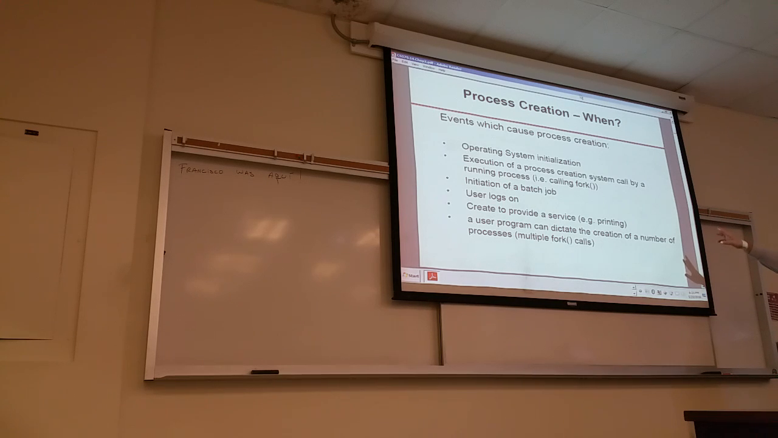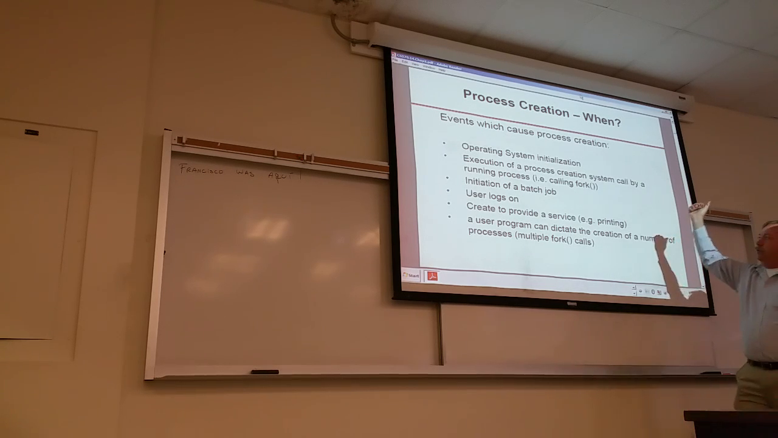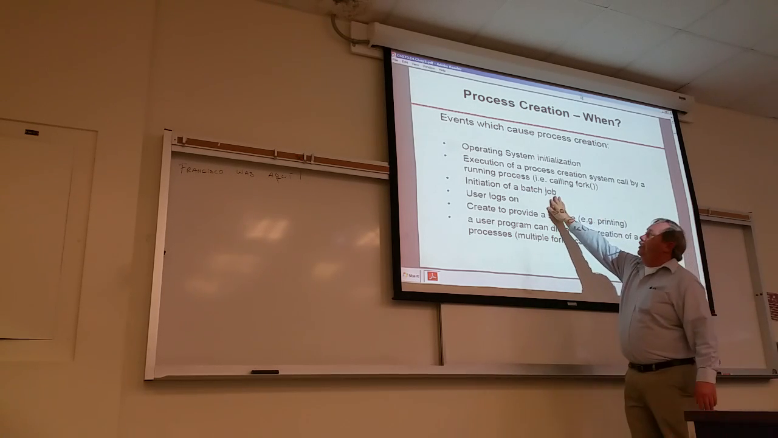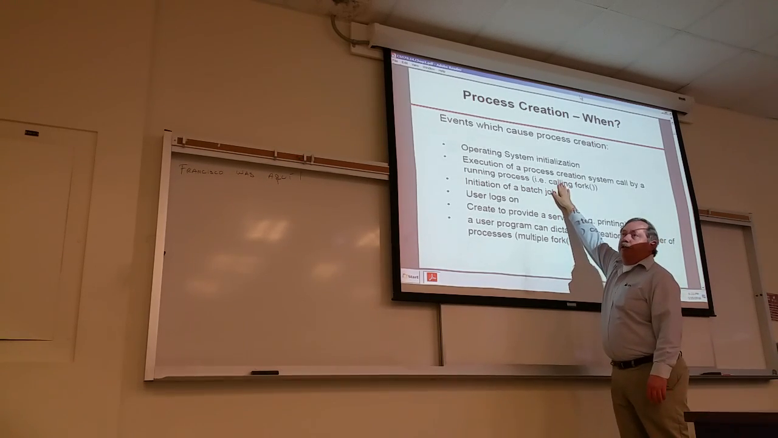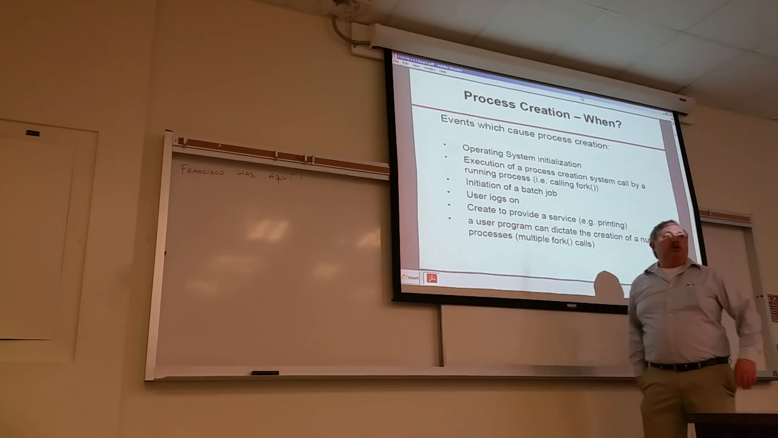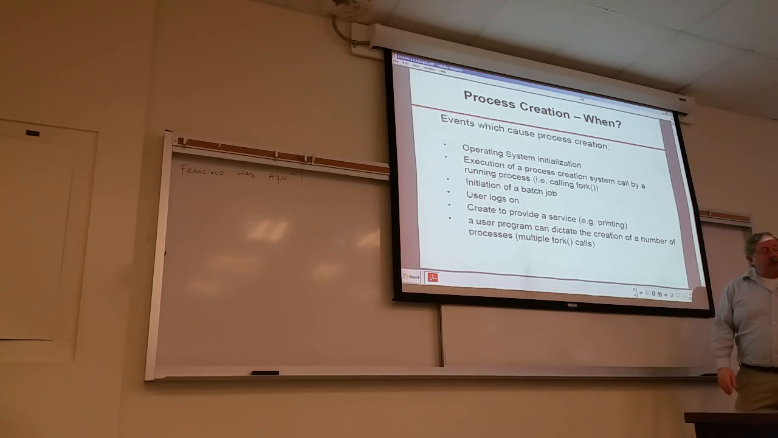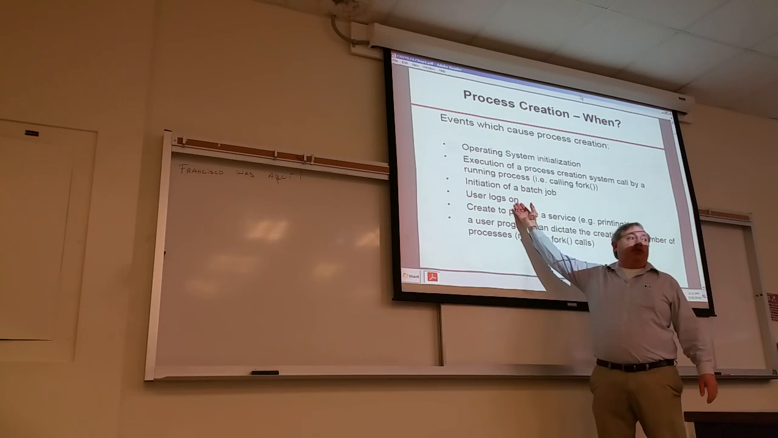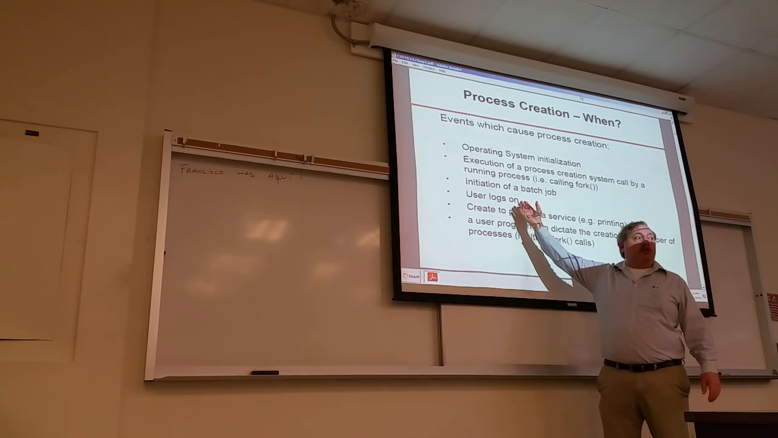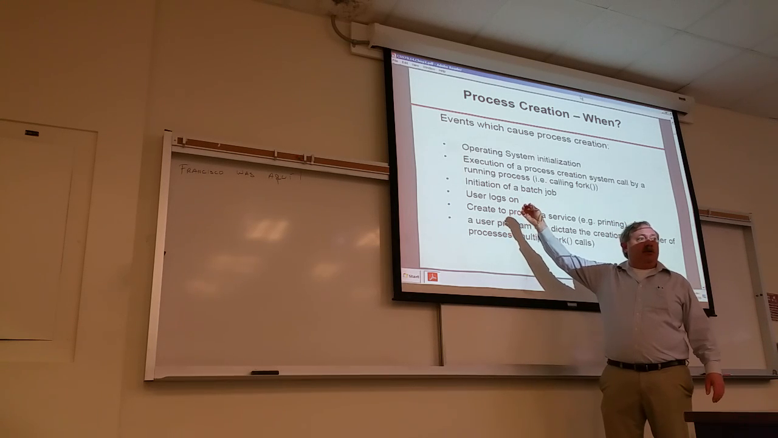Okay, then there's the fork system call. Any process running can use the fork system call to create a new process. We saw that on Monday. Initiation of a batch job is really just a specific instance of creating a new process. User logs on, we walked through that on Monday. They're creating a new process, an interactive one in this case, right? Your shell processes are interactive processes, aren't they?